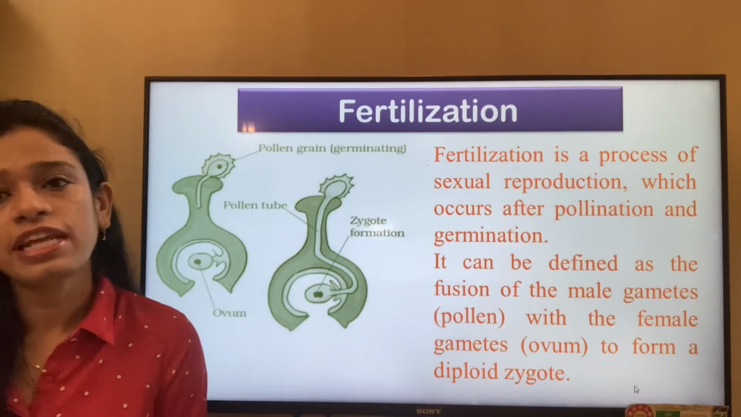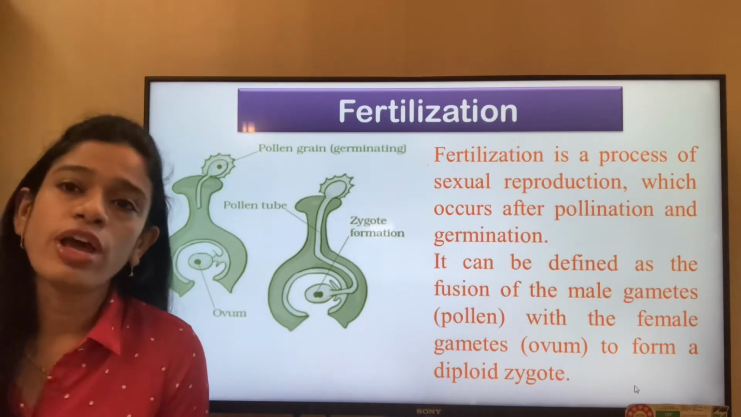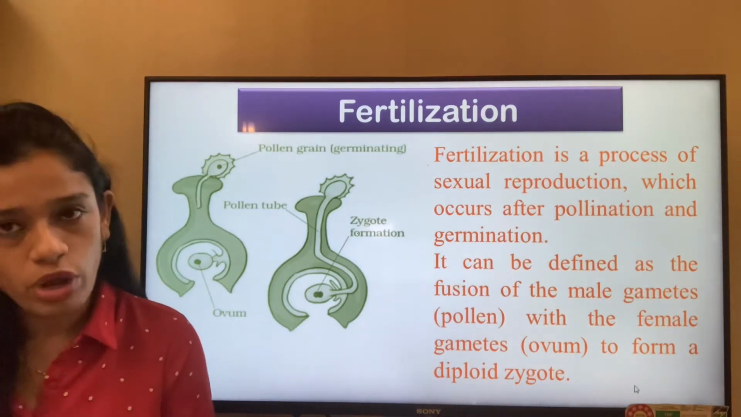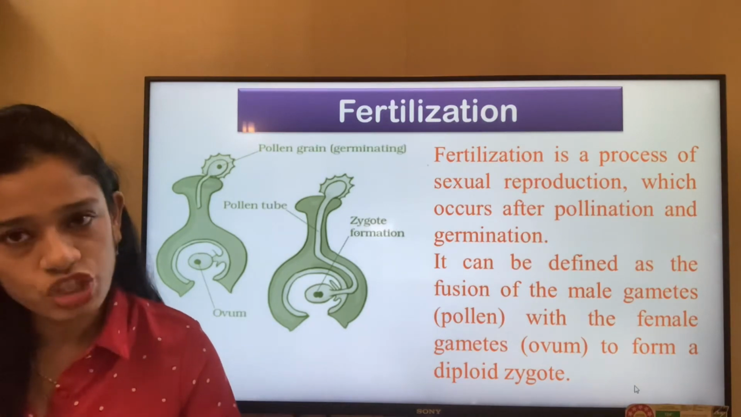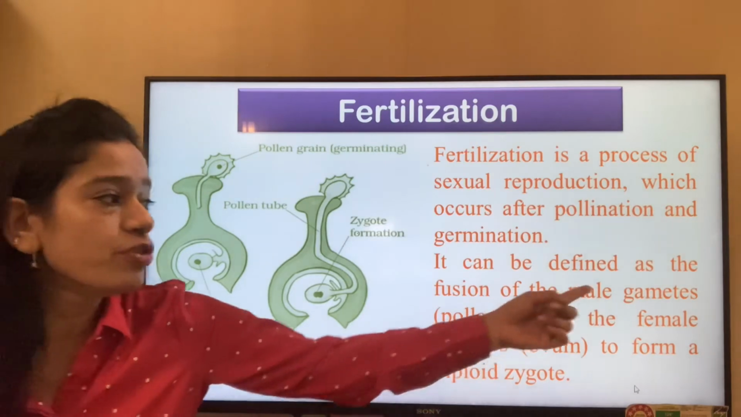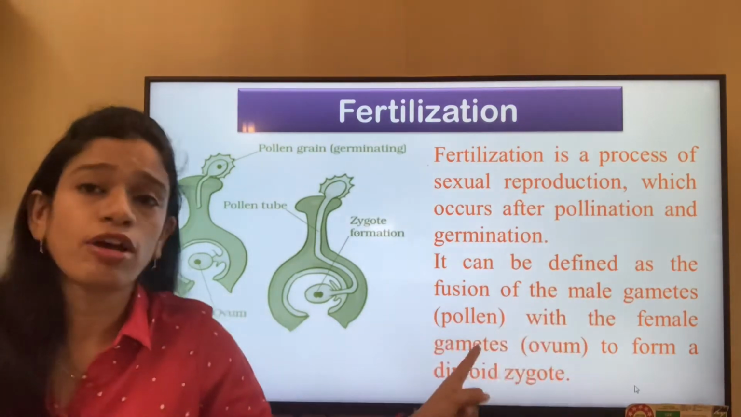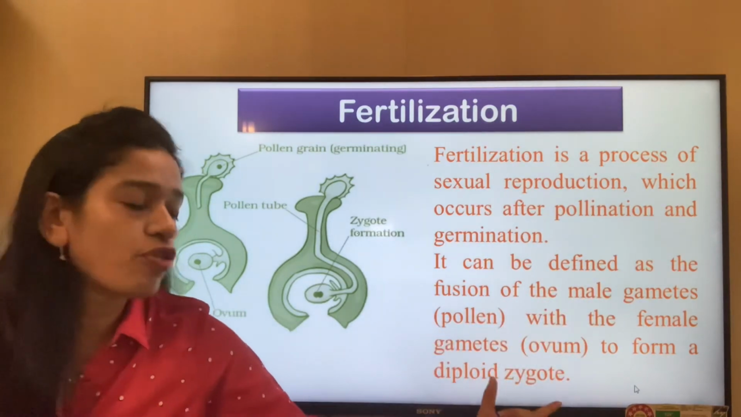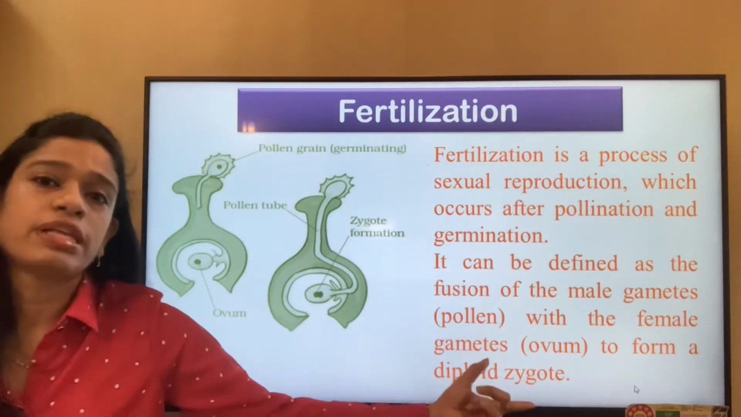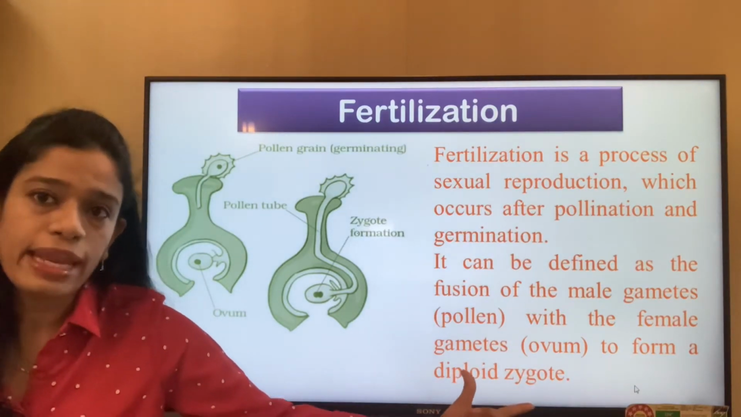So what is fertilization? It is a process of sexual reproduction which occurs after pollination as well as the germination of the pollen. It can be defined as the fusion of the male gametes with the female gametes to form the diploid zygote. Why diploid zygote? Because again it comes to 2n in number.